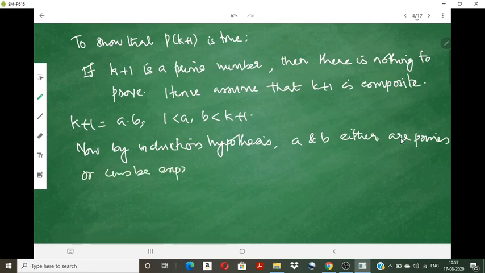Or can be expressed as a product of primes. Okay, can be expressed as a product of primes. Then what? By the inductive hypothesis, a and b are numbers which are less than k plus 1, so both are either a prime or a product of primes, and hence the product ab is also either a prime or a product of primes.